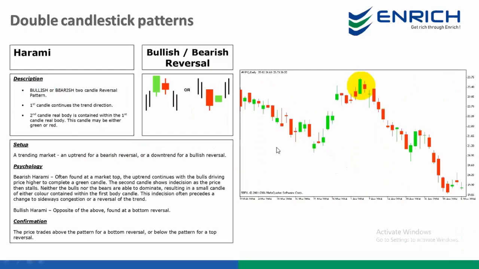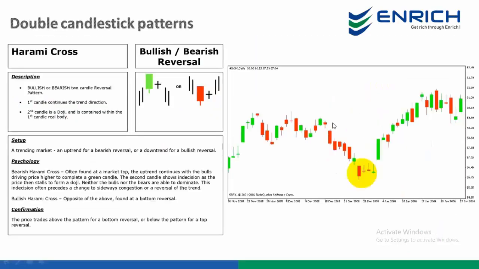So I'm going to repeat this again. For bearish harami, you need to see an uptrend first, and then you see the downtrend. For bullish harami, you need to see a downtrend first, and then you see the reversal pattern. This is similar for harami cross. So this is a bullish harami cross.